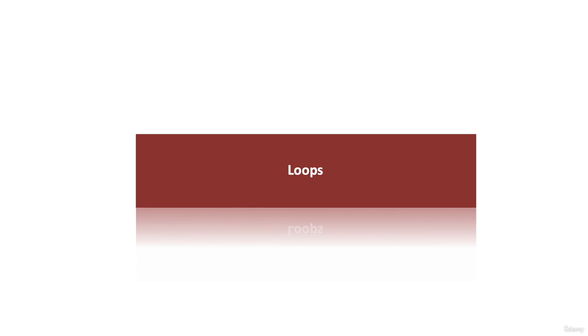Now, in general, statements are executed sequentially. The first one is executed first, the second is executed second, and so on. So there may be a situation when you need to execute a code block more than a certain amount of times, certainly more than once, right? So we can execute one statement or a group of statements multiple times by using loops.